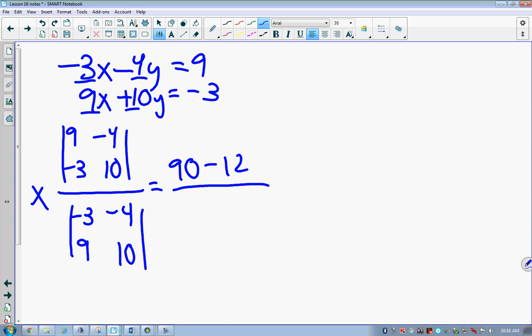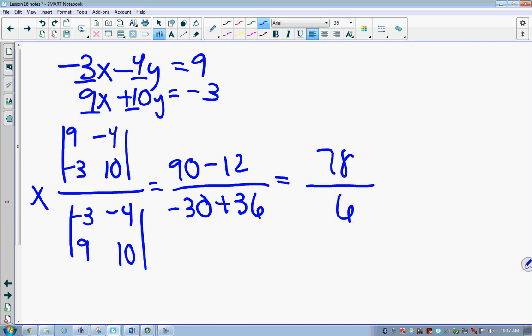10 and 9 is negative 3 and negative 4. Right, so 9 times 10 minus negative 3 times negative 4. Because negative 3 times negative 4 is positive 12, I'm still subtracting that. All right, in the denominator, I've got negative 3 times 10, negative 30, minus negative 36, so I'm going to put positive 36. Okay, then we simplify 90 minus 12. Well, it should be 78, right? 78. Right. And then negative 30 plus 36 should just be 6, correct?